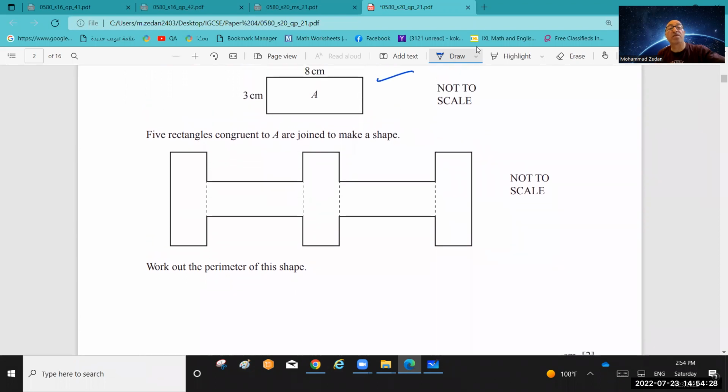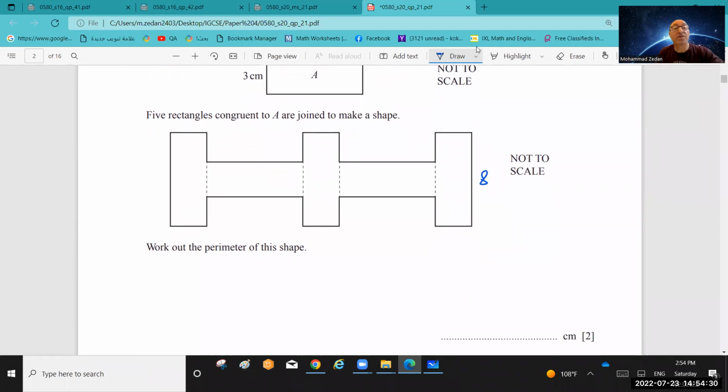So I have the dimensions 3 and 8. This is 8, this is 8, and this is 3. You can write all widths are 3, okay? This is also 3, of course. 8 minus 3 is 5, so this sum is 2.5 and 2.5. Each of these parts is 2.5, okay, 2.5, 2.5.